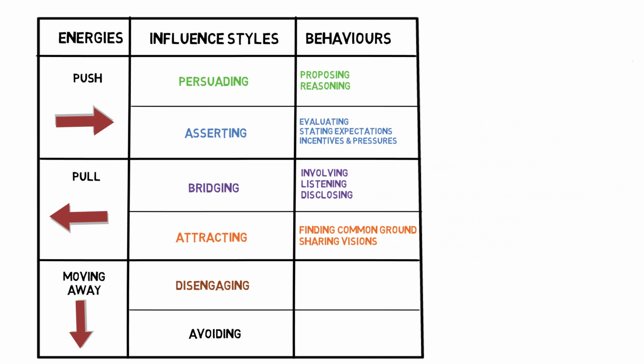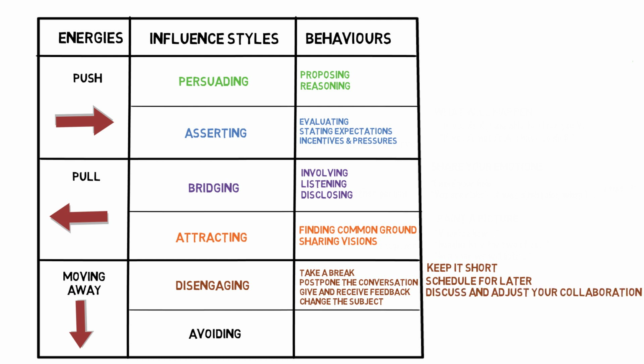There are 4 actions which you can take with disengaging. You perform each of these by using one of the 4 influence styles. You can take a break, postpone the conversation, give and receive feedback, or change the subject. If you take a break, this should be short. If you postpone the conversation, you schedule this for later. By giving and receiving feedback, you have the opportunity to discuss your collaboration and adjust the code of conduct if needed. If you change the subject, you proceed to a new subject and return later on to the one you left with your disengaging maneuver.